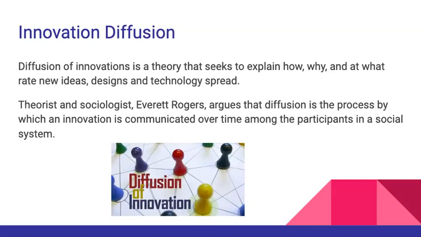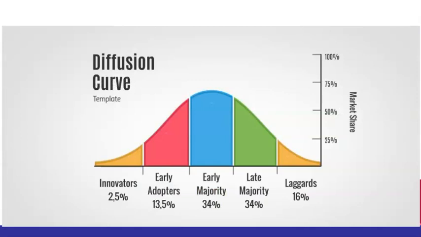And so there's actually a theory of innovation diffusion that seeks to explain why and how and at what rate new designs and technologies spread throughout a culture. A theorist and sociologist, Everett Rogers, argues that diffusion is a process by which an innovation is communicated to different participants in a society. And this is sort of how we can have a visual to think about diffusion of culture. So at the beginning, we have innovators. These are people who are more risk takers, willing to try things early on. Then we move to our early adopters, people who are still pretty up near the front of adopting a trend, but not right at the beginning.